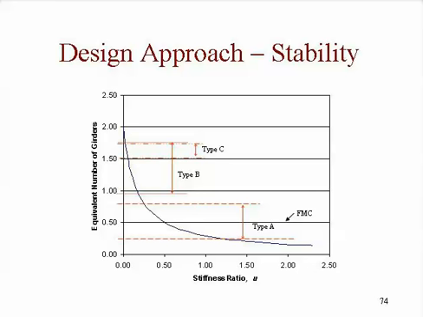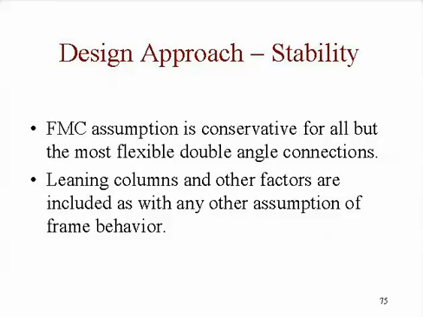So what that means is that the approach that we're looking at is conservative for all but the most flexible connections. In the range of the double angle web connection, this is basically right in the middle. So it's probably not too bad an approach in terms of reflecting how these kinds of connections would behave. So it's conservative for all but the most flexible connections. Now, when we talk about leaning columns or any other factors that have to be included, we would include them the same way we would in any other kind of a system.